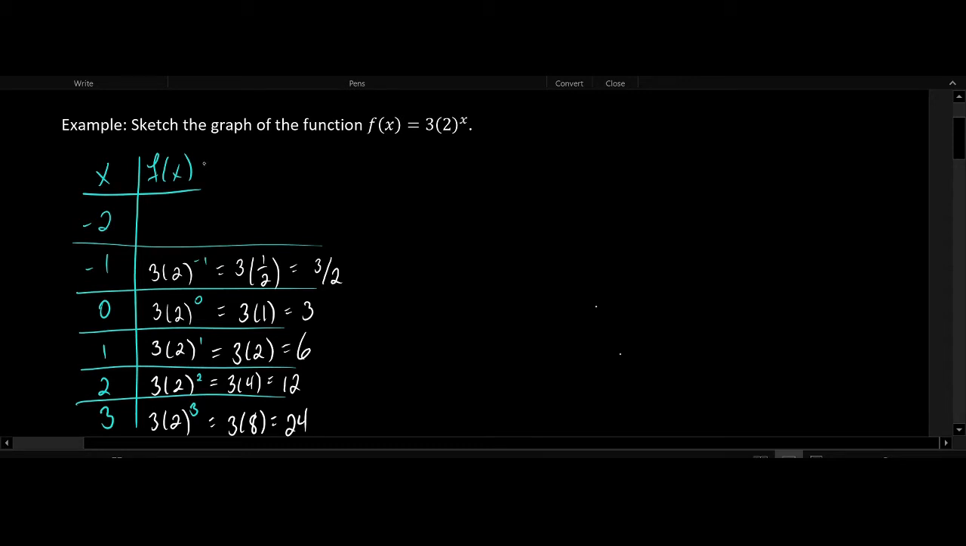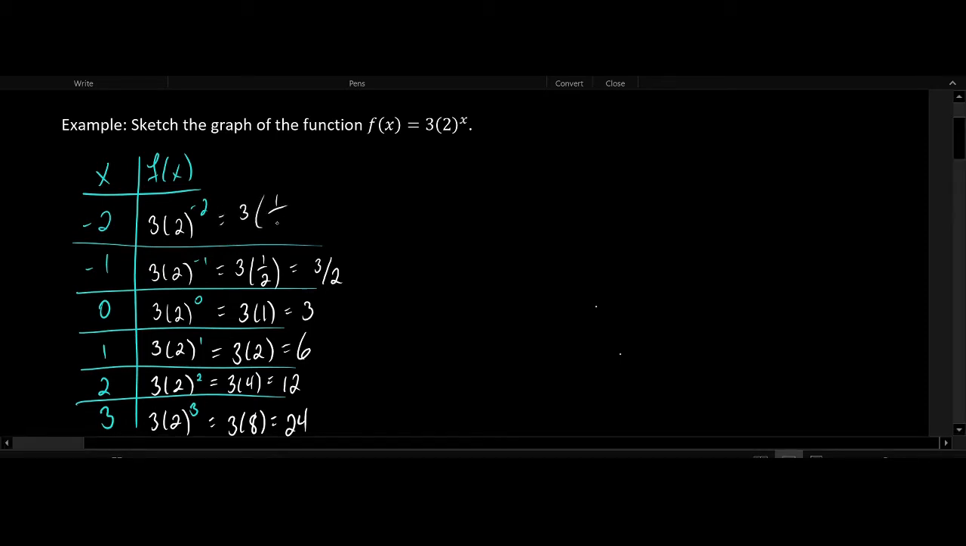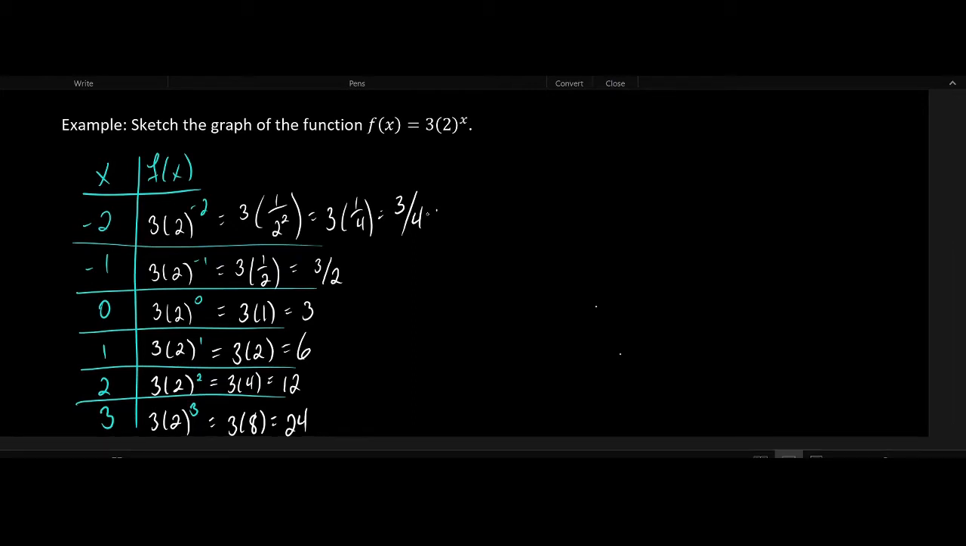And finally, for x equals minus 2, we have 3 times 2 to the power minus 2. So this is equal to the reciprocal of 2 squared. This is equal to 3 times 1/4. This is equal to 3 divided by 4. So a little review of negative exponents is useful. You probably learned them in Math 72, and then we have reviewed them here in Math 97.